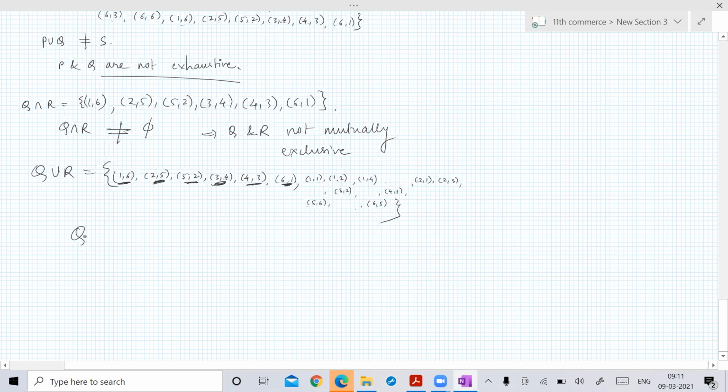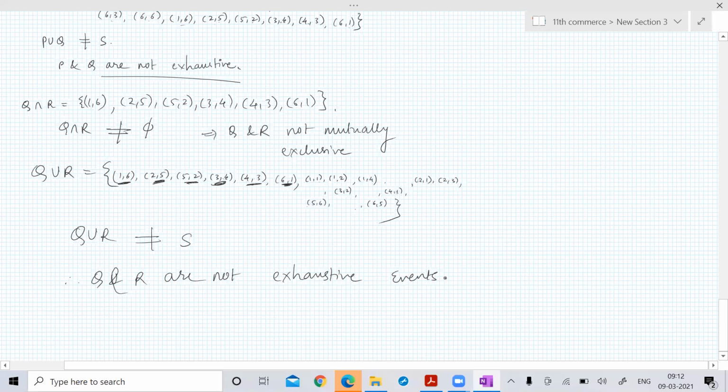So is it equal to sample space? No, it is not equal to sample space. Therefore Q and R are not exhaustive events. Any doubt? Yes. Any problem? कुछ issues है तो बताओ. Any doubt in this? Okay.